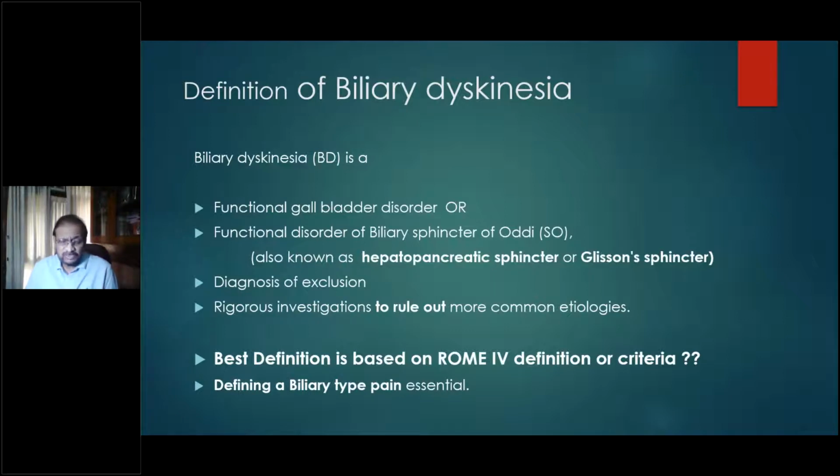And the best definition, these are basically contributory definitions. The best definition is based on the Rome 4 definition. This is what we are sticking to. There was Rome 1, Rome 2, Rome 3, and Rome 4. Basically, the meeting had all gastroenterologists and gastrosurgeons in Rome. This is the fourth meeting, and they came up with the definition of biliary dyskinesia.